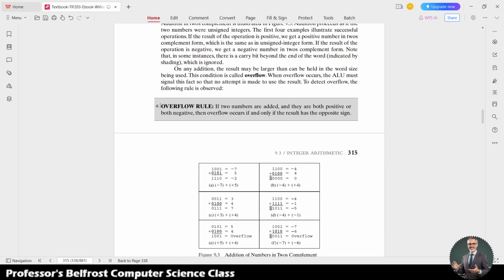Okay, so here's the important part. I've been seeking for this. On any addition, if the result may be larger than can be held, then it is called an overflow. When overflow occurs, the ALU must signal this fact so that no attempt is made to use the result. So there must be a warning, right?